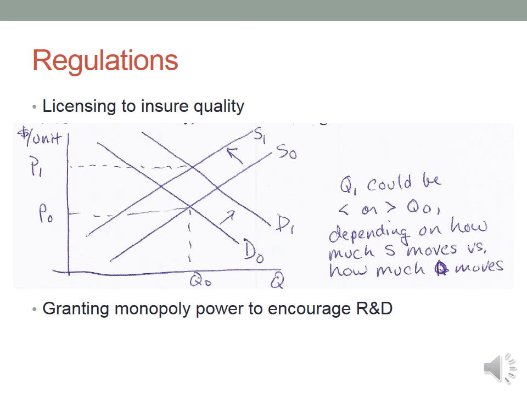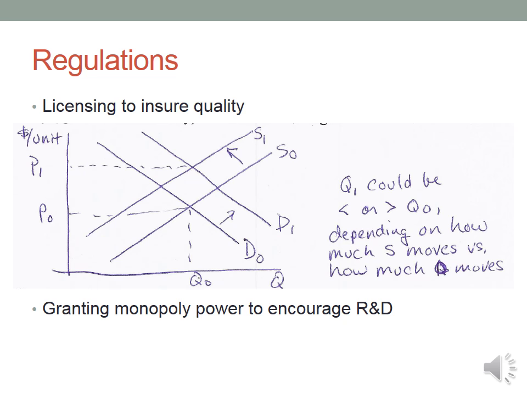Where the quantity falls, whether it's higher than Q0 or lower than Q0, really depends on the relative amount of movement between D1 and S1. We always know price goes up, but quantity could be a little bit lower or a little bit higher depending on what the relative movements are.